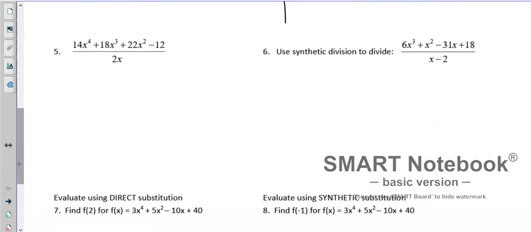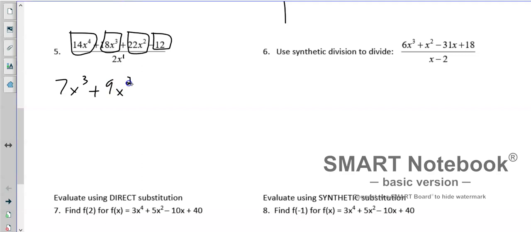All right, remember, we're basically dividing each of these terms by 2x. So 14 divided by 2 is 7. X to the 4 minus x to the 1 is x cubed. 18 divided by 2 is 9. 3 minus 1 is 2. 22 divided by 2 is 11. x to the 1. Now remember, be careful here. This is minus 12 divided by 2 is 6, but the x is on the bottom. Stays on the bottom.